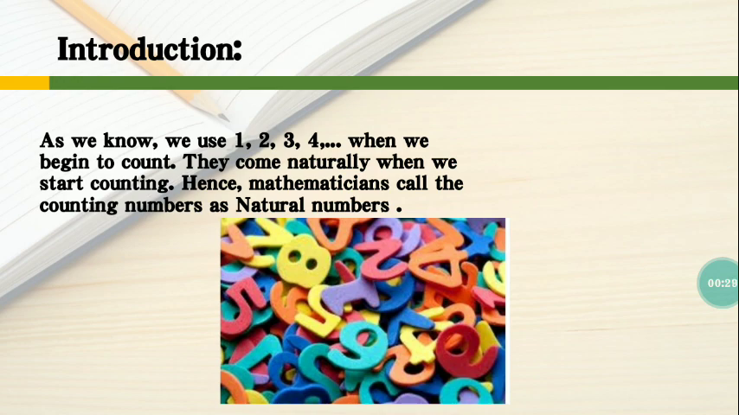Okay, so next come to natural number. So what is natural number? Natural numbers are counting numbers because we use these natural numbers in counting objects, and when we begin to count we firstly start from 1, 2, 3, 4 and so on, and they come naturally. So mathematicians call the counting numbers natural numbers.